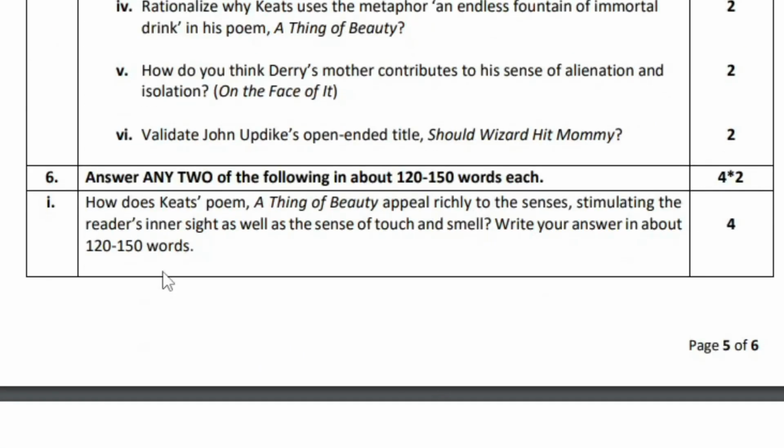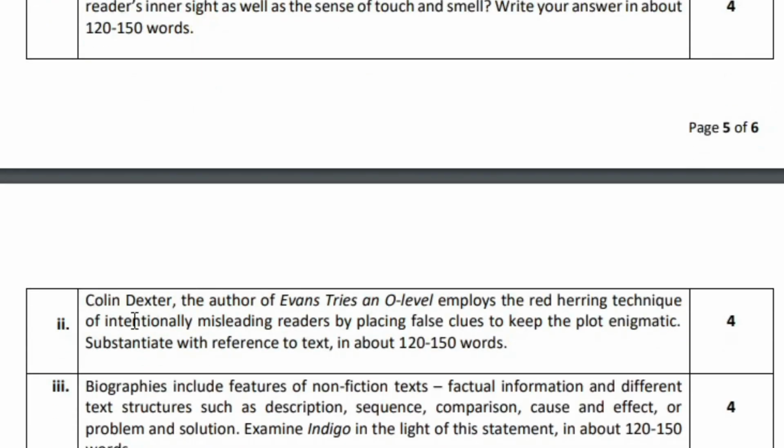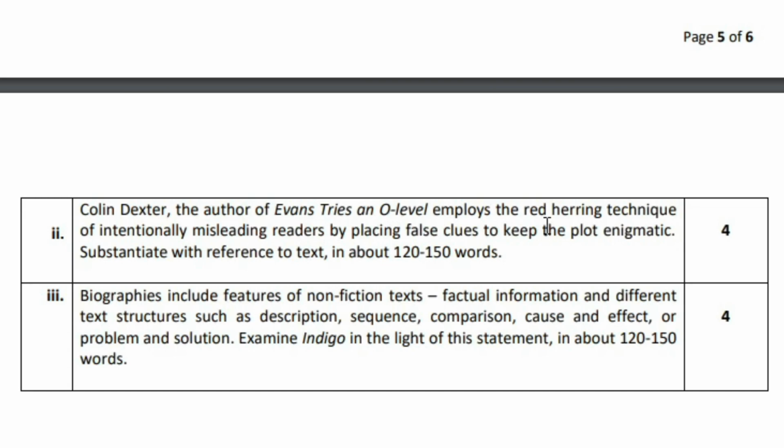The question: how does Keats' poem A Thing of Beauty appeal richly to the senses, stimulating the reader's inner sights as well as the sense of touch and smell? Write your answer in about 120 to 150 words. So these are long answer questions. Colin Dexter, the author of Evans Tries an O-Level, employs the red herring technique of intentionally misleading readers by placing false clues to keep the plot enigmatic. Substantiate with reference. So you have to understand the text.